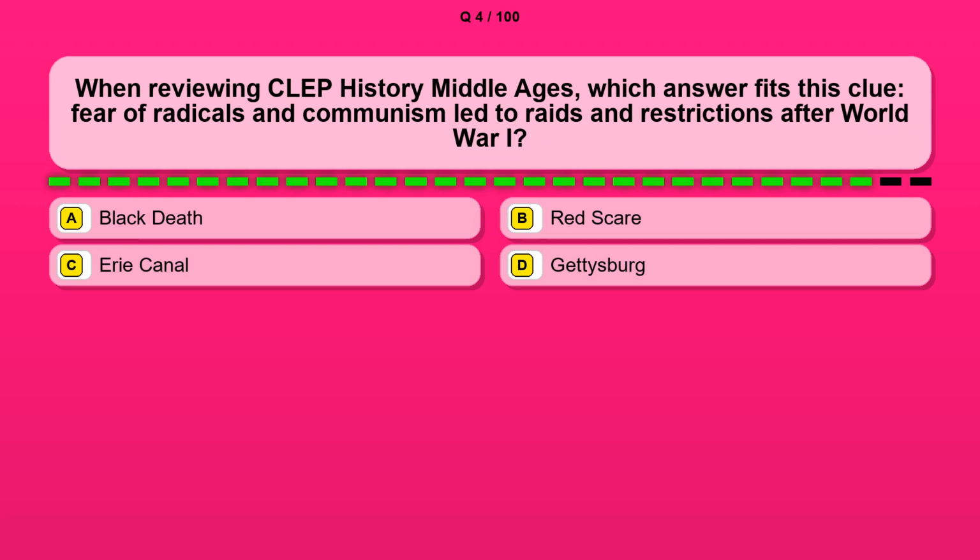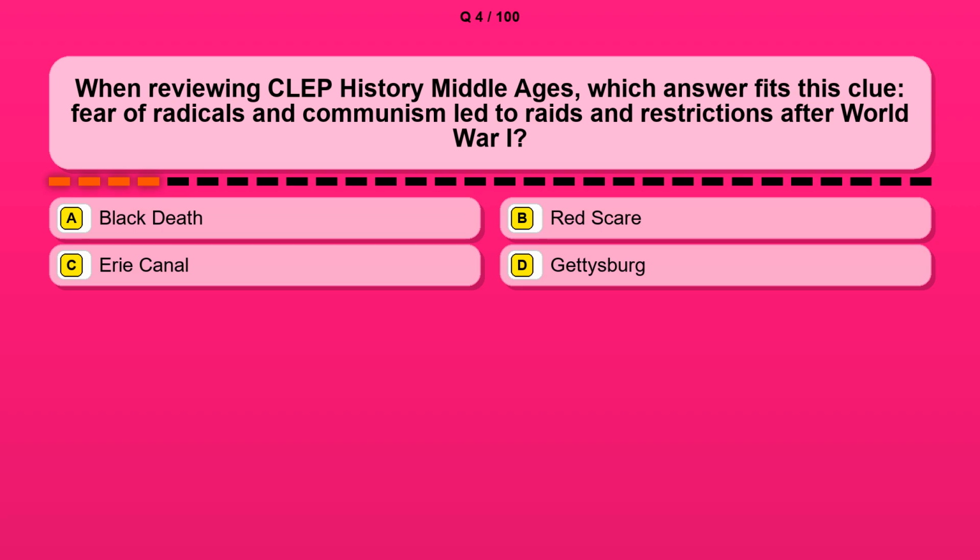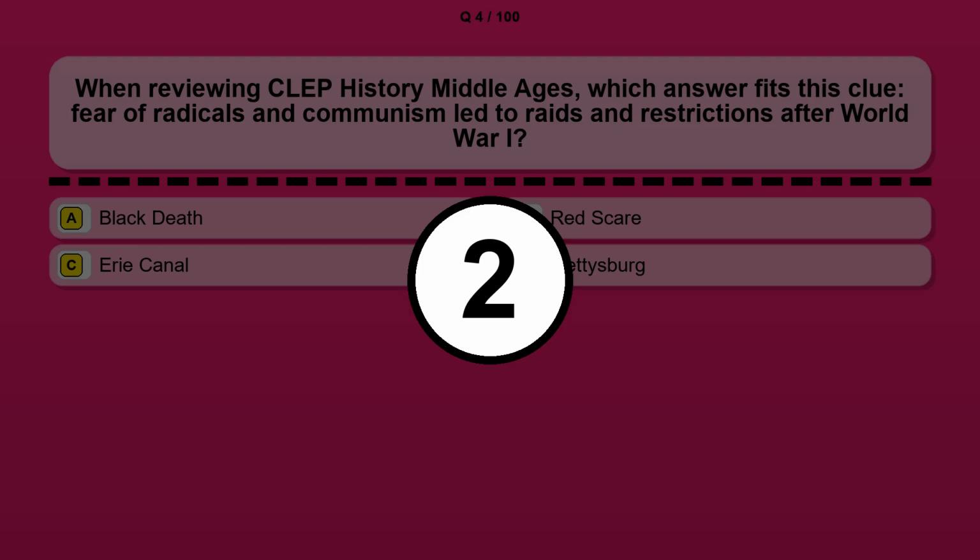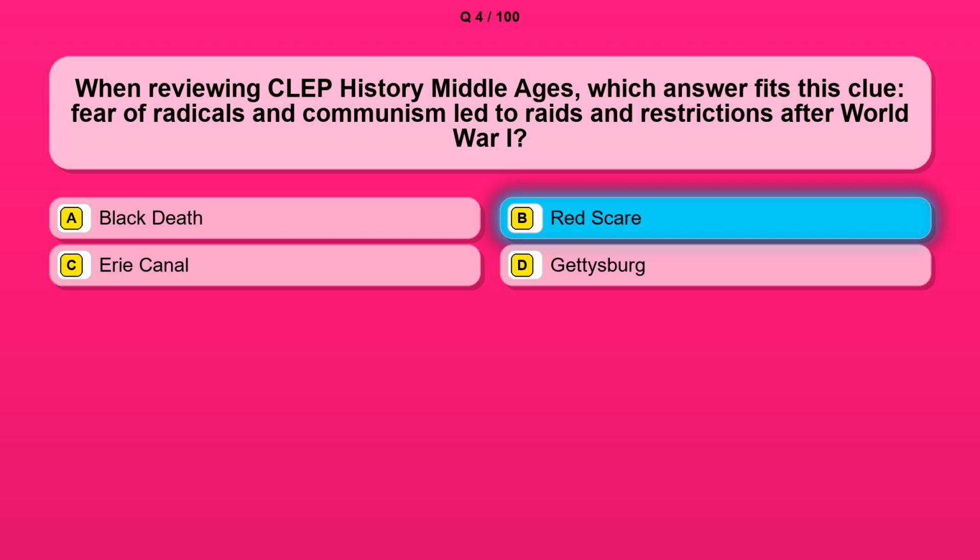Question 4. When reviewing CLEP History Middle Ages, which answer fits this clue? Fear of radicals and communism led to raids and restrictions after World War I. Option A. Black Death. Option B. Red Scare. Option C. Erie Canal. Option D. Gettysburg. The correct answer is option B.